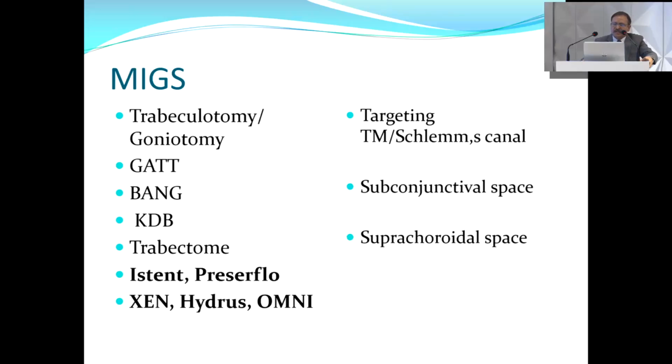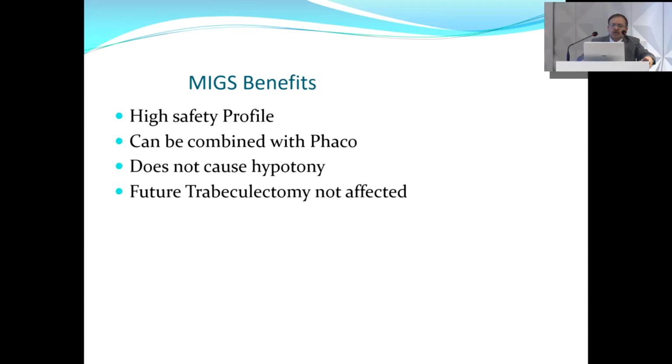So, with MIGS we target different structures like TM, Schlemm's canal in incisional or excisional surgeries, or subconjunctival space like PreserFlo or Xen, and suprachoroidal like CyPass, and canal based like Hydrus or Omni. So, the benefits of MIGS are a high safety profile, and it can be combined with phaco or can be done as a standalone procedure also. Usually it doesn't cause hypotony, and future trabeculectomy is not affected as we have a naive conjunctiva.